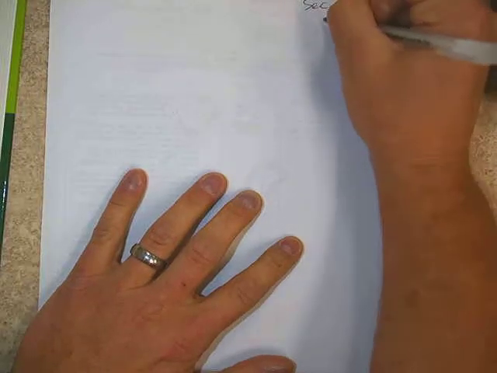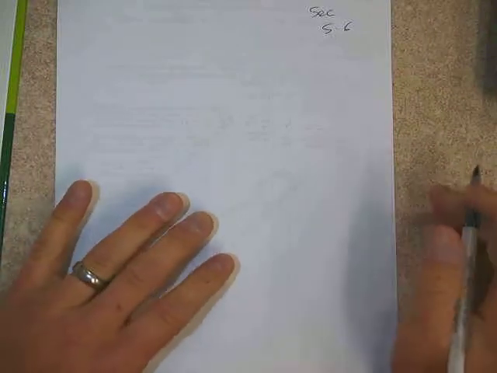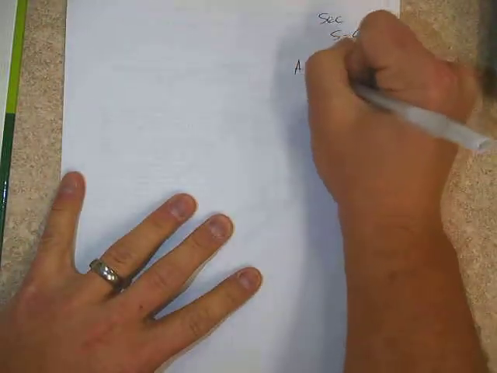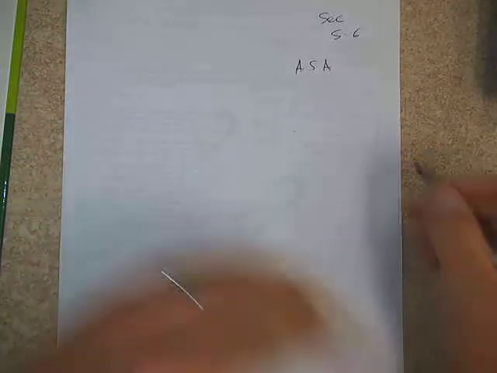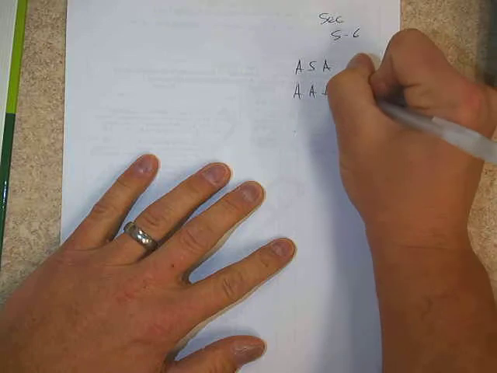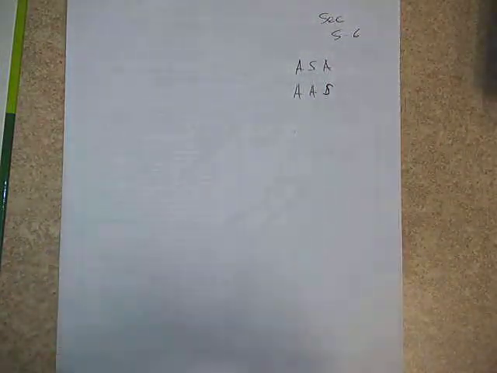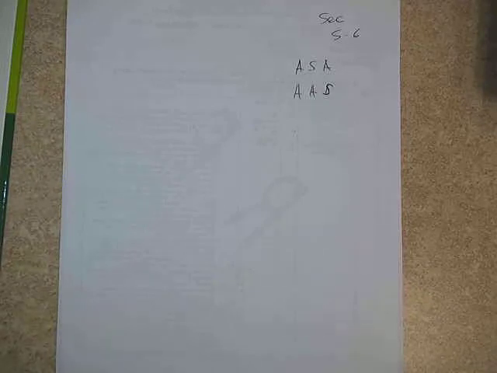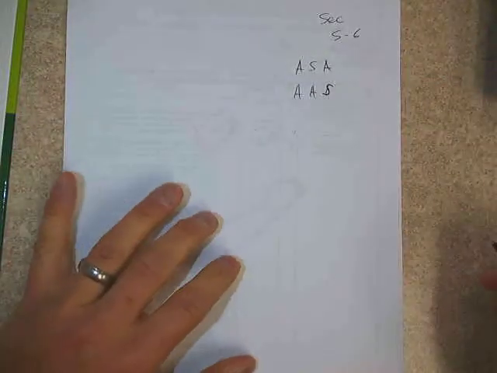Okay, so for this section 5.6, we remember we were dealing with the law of sines. The law of sines was useful when we were given an angle-side-angle case. Also useful when we were given an angle-angle-side case. So those two situations lend themselves well to the law of sines. We're able to use the law of sines to solve any triangle that was of this form.